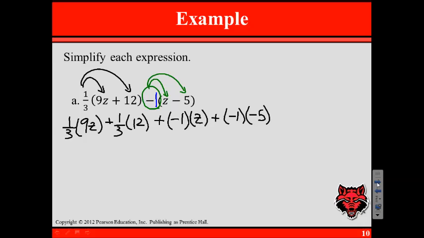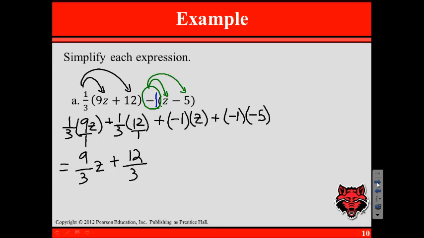Now that we have our 4 products that need to be simplified, let's go back to 1/3 times 9z. Whenever we have a fraction involved, everything wants to be a fraction. So we change 9 to a fraction by writing it as 9/1, and then we multiply numerators and denominators. 9 times 1 is 9, 3 times 1 is 3, and the z tags along, plus, let's change the 12 to a fraction, 12/1. 12 times 1 is 12, 3 times 1 is 3.